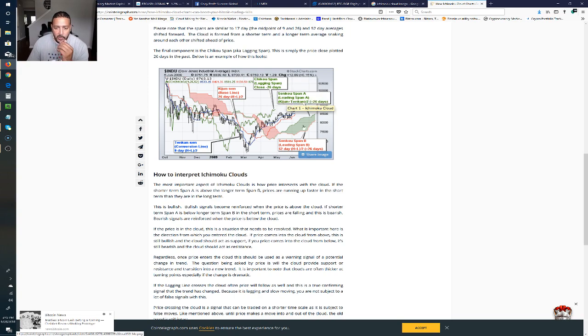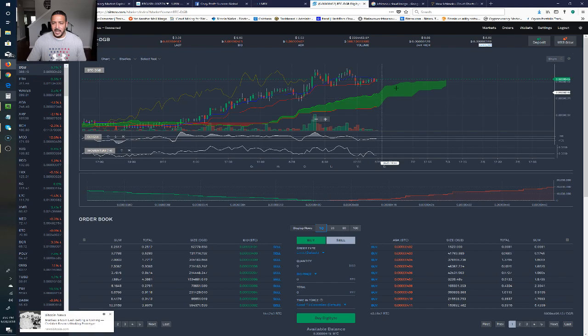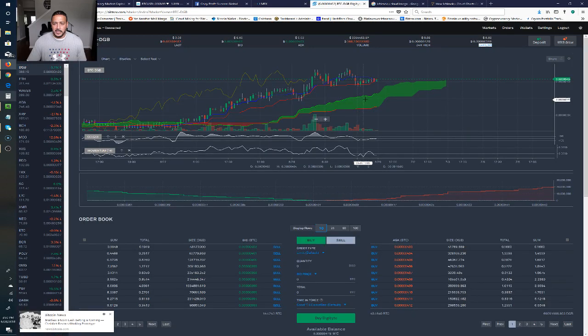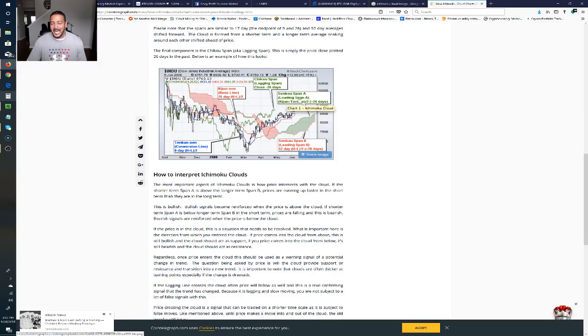And then you have what you call leading span A. That's the top. That's the Kijun and Tenkan, which is the red line and the blue line, added and divided by 2, plus 26 days. So the cloud that you see, this is the cloud. This is what we're talking about. This cloud right here. That's leading span A. See this green line right here? That's leading span A.